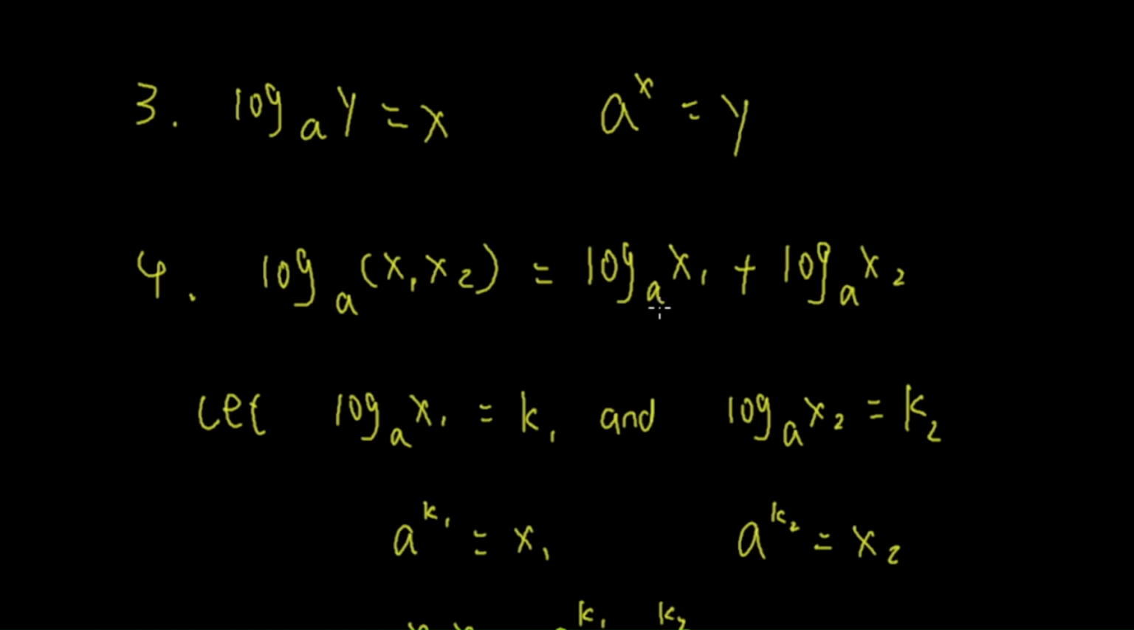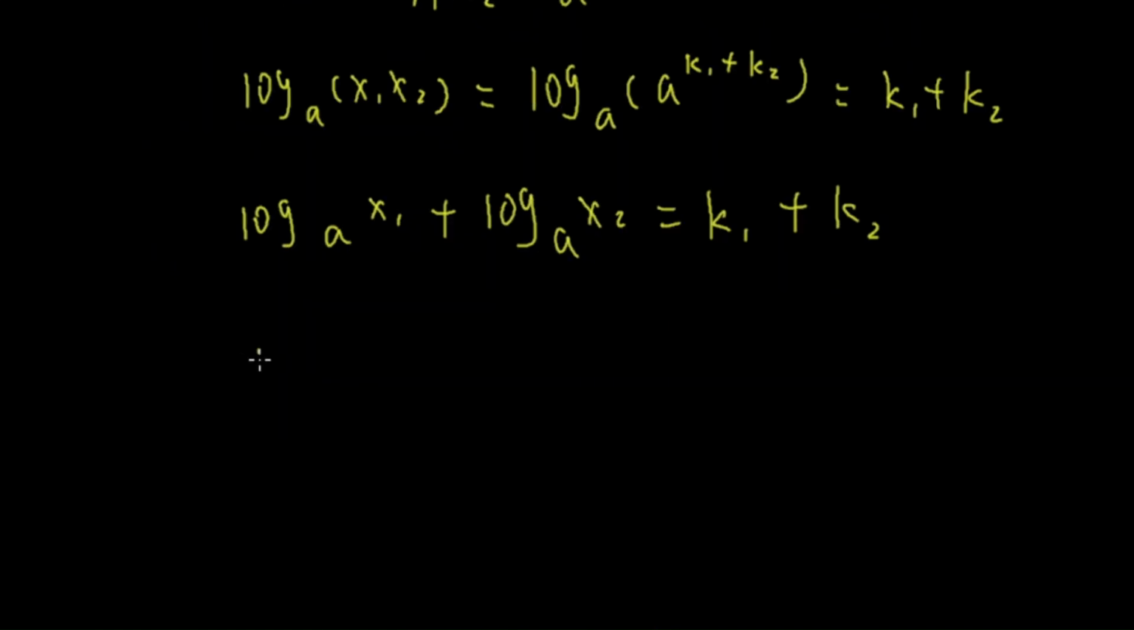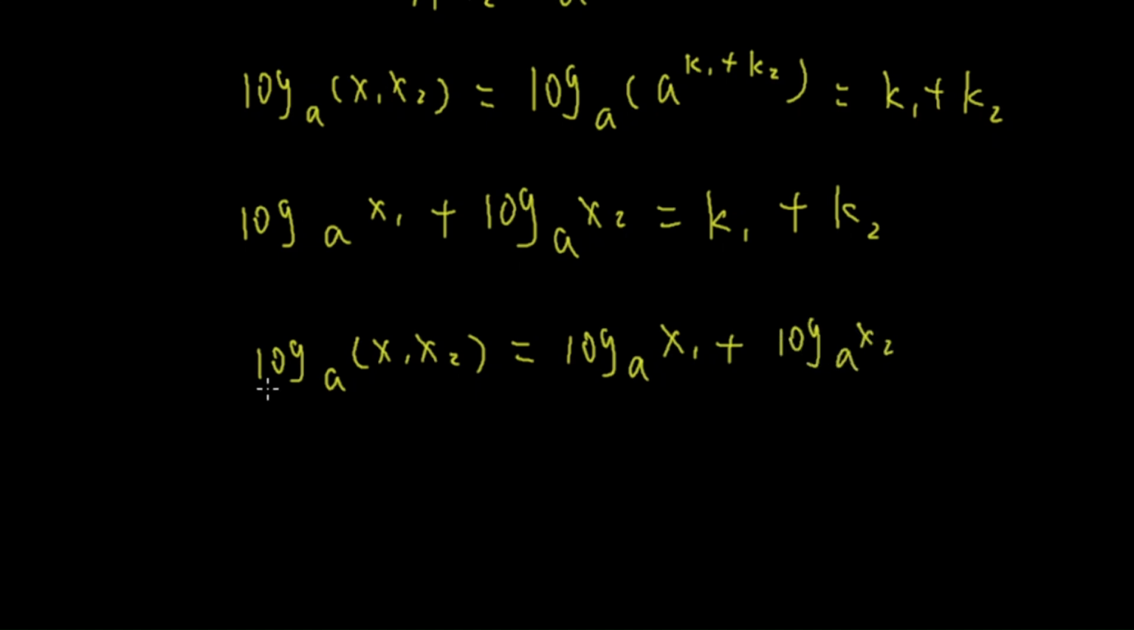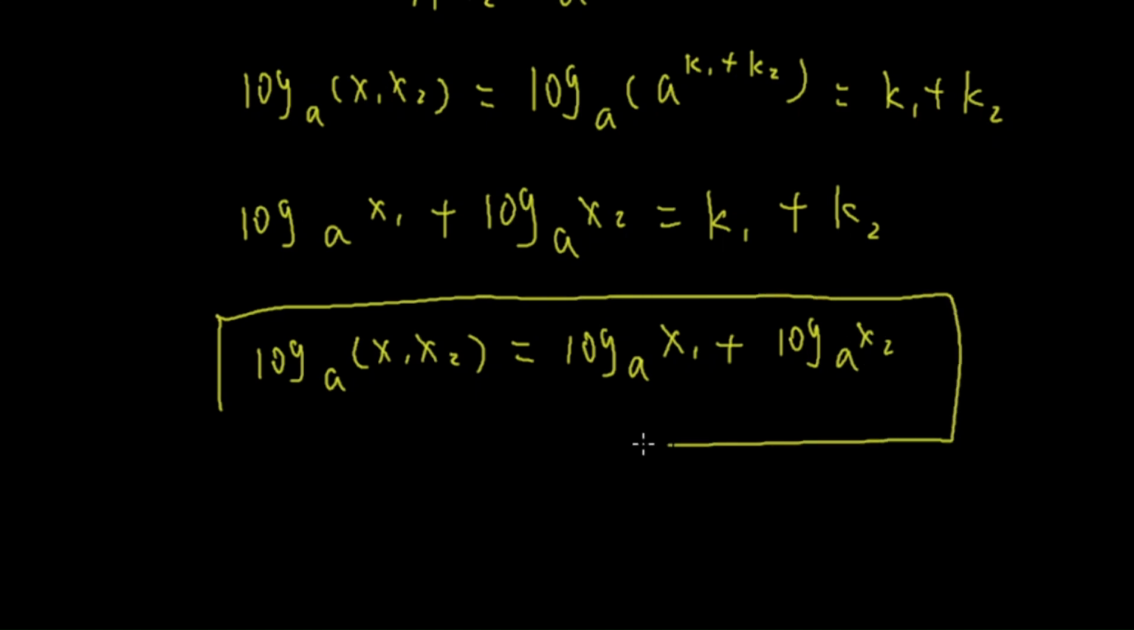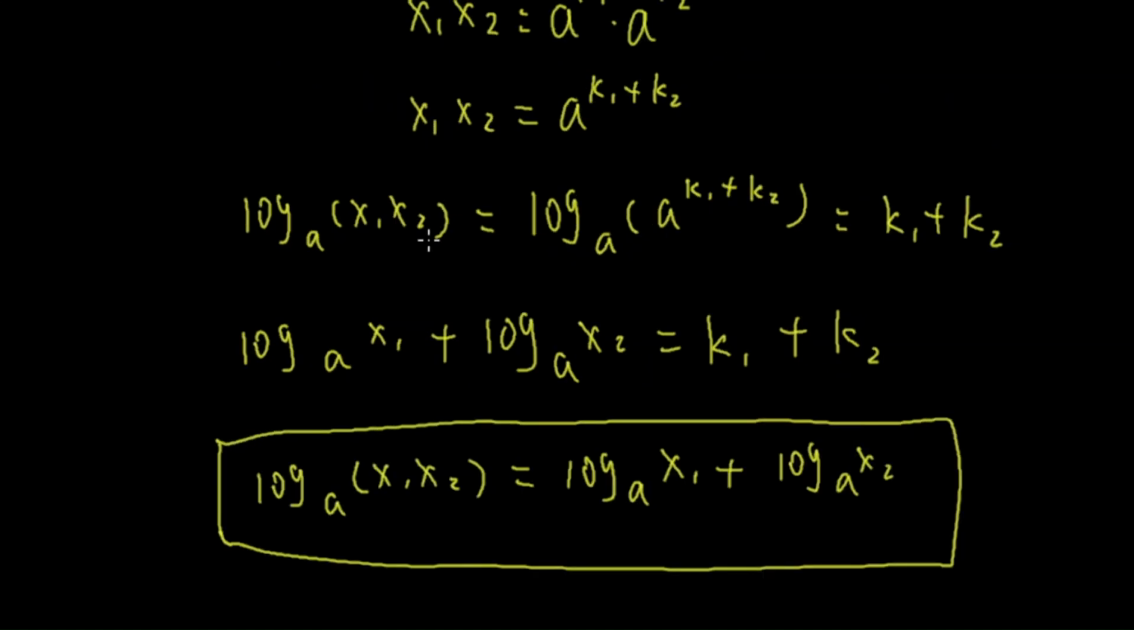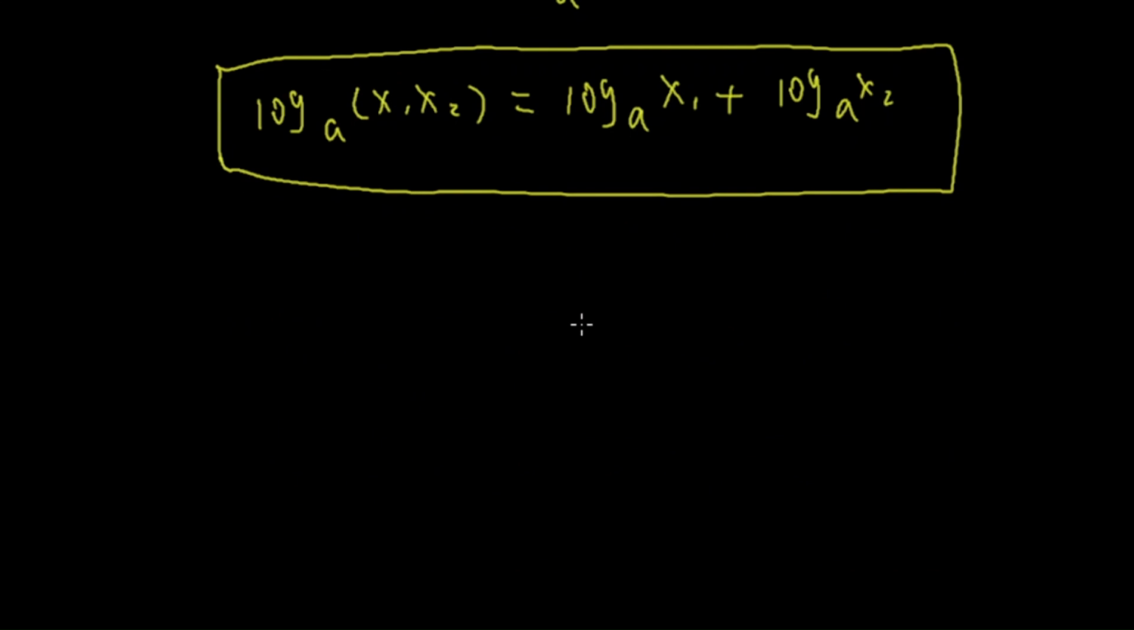Okay, so log x sub 1 times x sub 2 to the base a is equal to log x sub 1 to the base a plus log x sub 2 to the base a. Okay, that's the proof here. Okay, the fifth property.